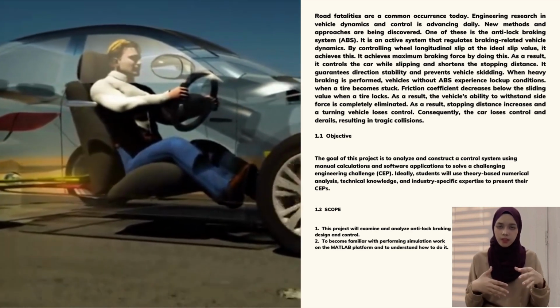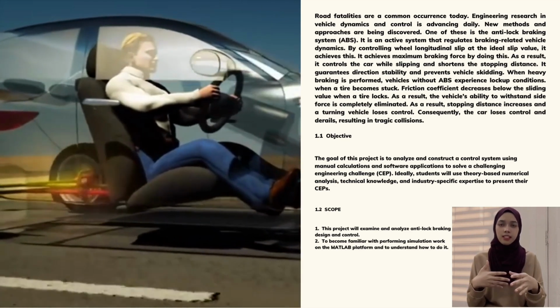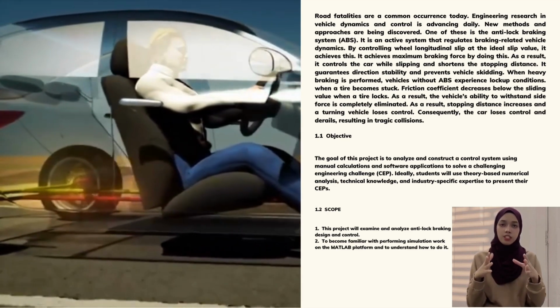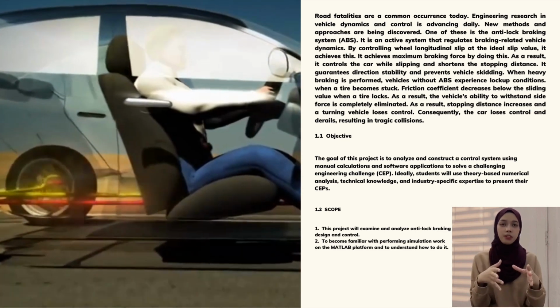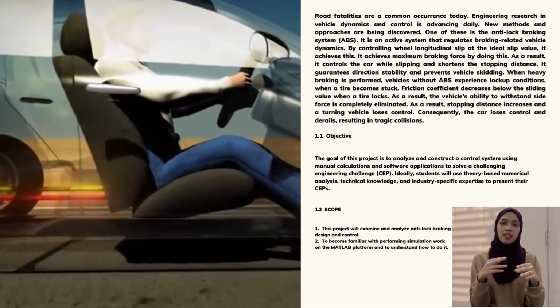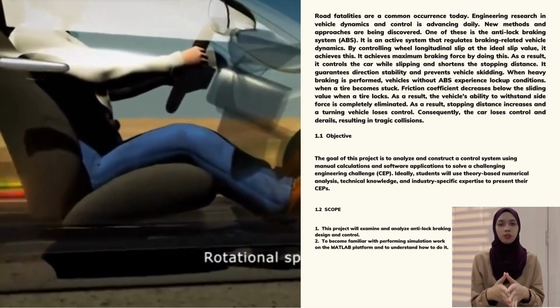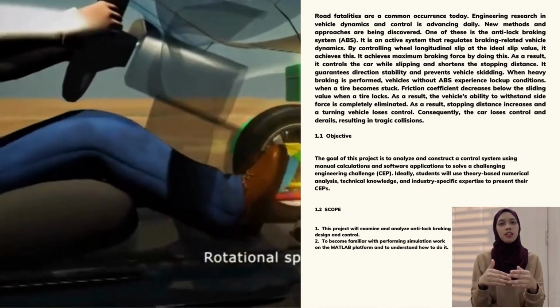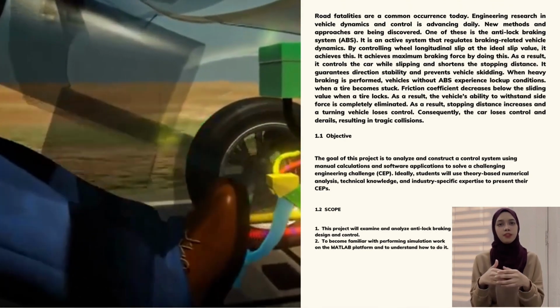By controlling wheel longitudinal slip at the ideal slip value, it achieves maximum braking force. As a result, it controls the car while slipping and shortens the stopping distance. It guarantees directional stability and prevents vehicle skidding.